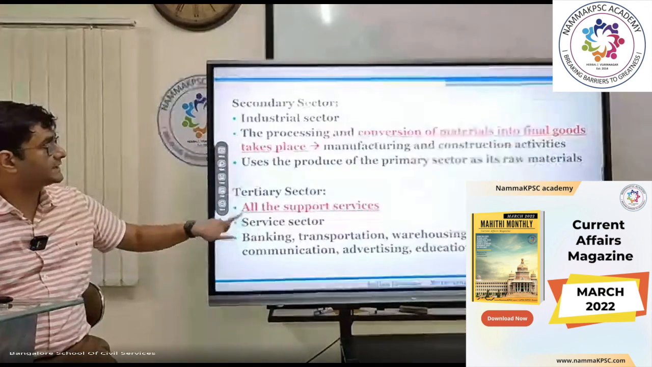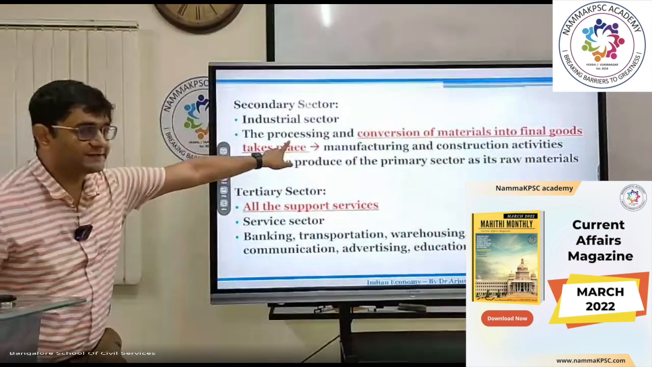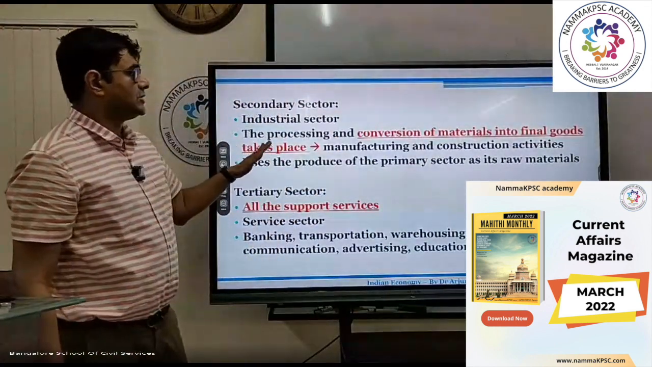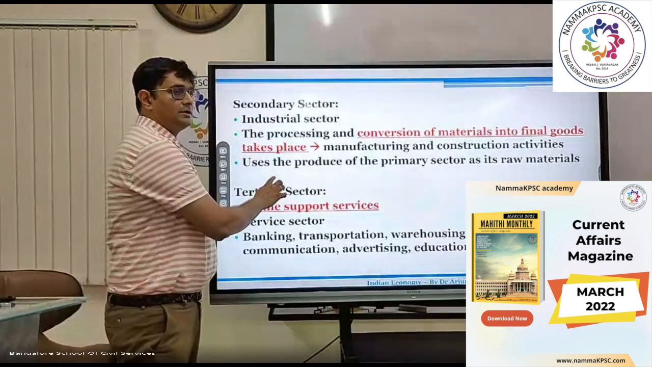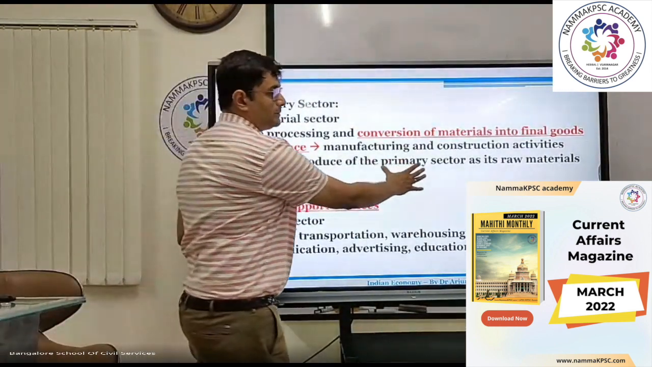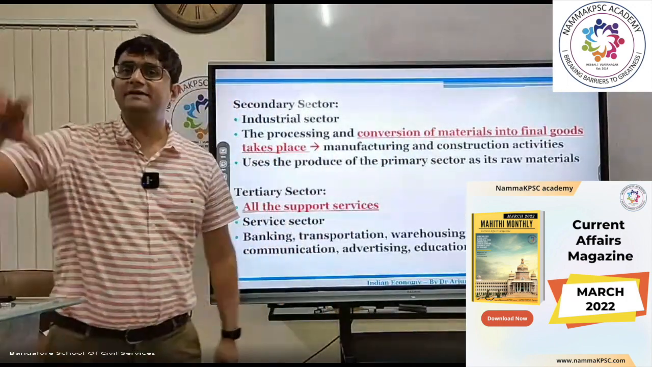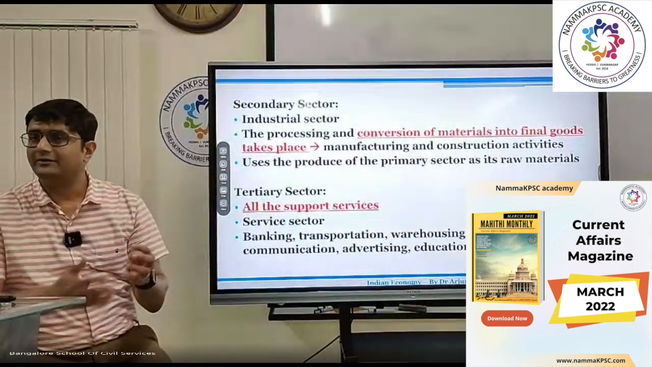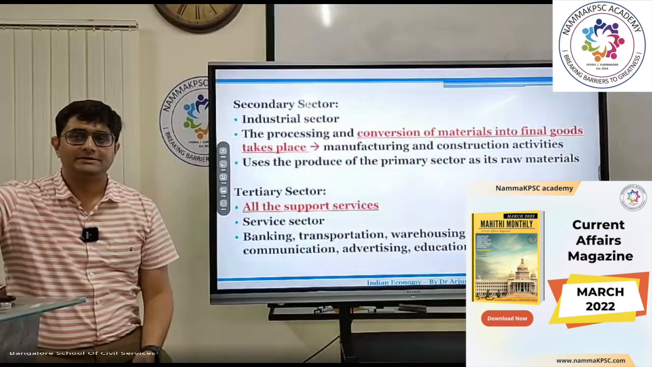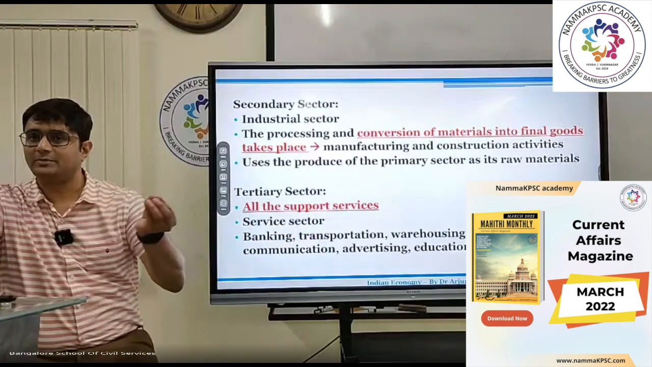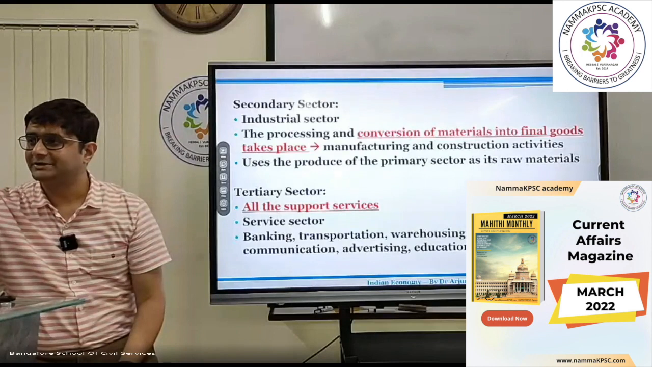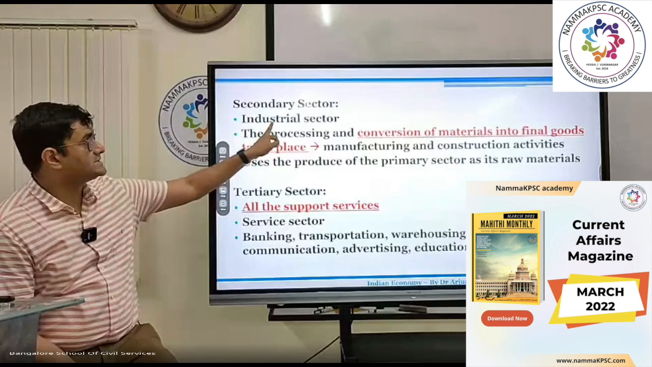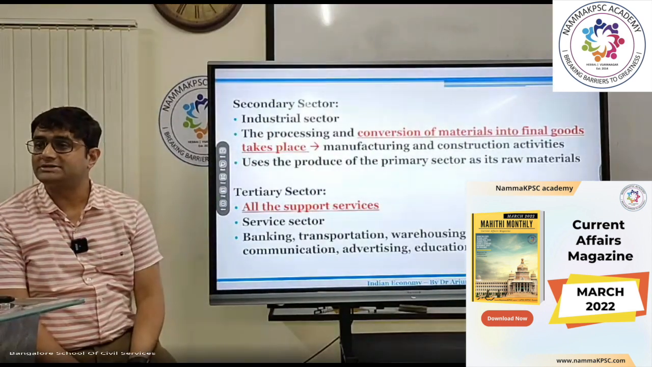Next, the secondary sector: those which process and convert materials into final goods. They use the products from the primary sector as raw material and convert them into finished products. They use steel and convert it into cars. They use rubber extracted from rubber trees and convert it into tires. It can include manufacturing and construction activities, and is called the industrial sector or manufacturing sector.